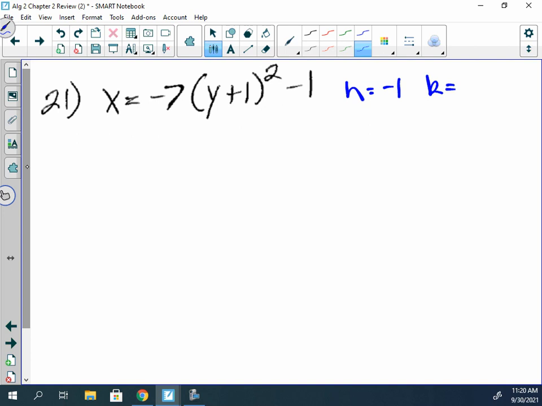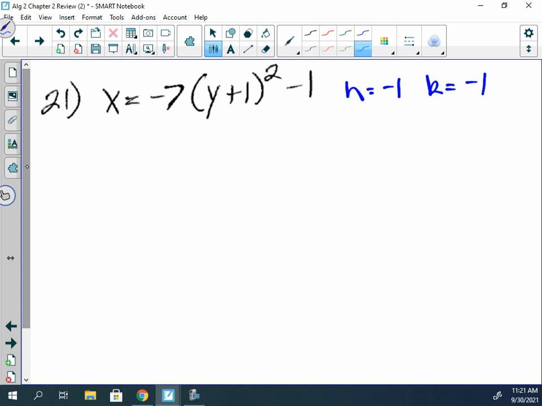Outside, because what is this? x equals 1 over 4p (y minus k) squared plus h. Because it's x equals, the h and k are flipped. Now, what is the value of k? Negative 1, because plus 1 on the inside would come out as negative 1. The minus 1 on the outside is still negative 1. So here, even though you flipped them, you still have the same value.